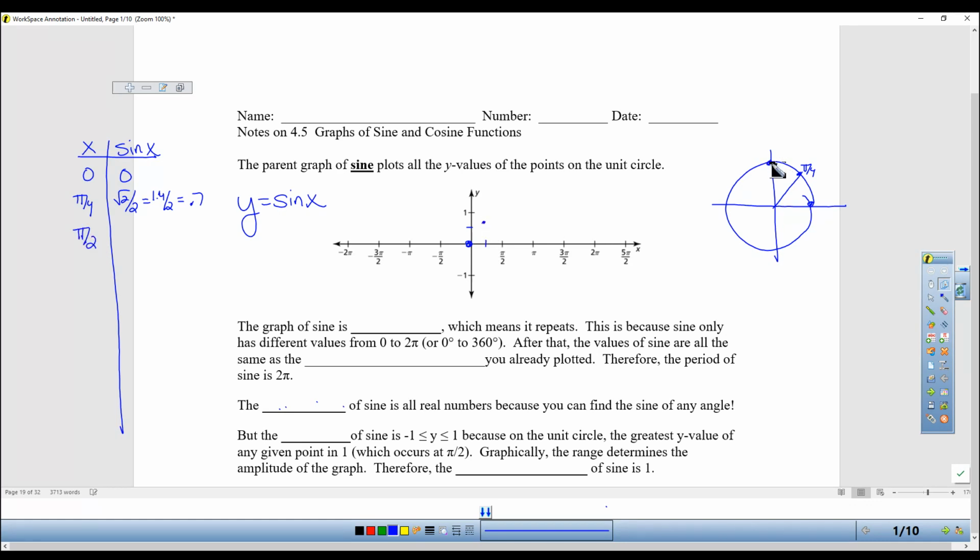Sine of pi halves is 1. So at pi halves, we're going to be at 1. And then sine of 3 pi fourths. Remember that sine of 3 pi fourths has a reference angle of pi fourths, so it's going to have the same value, square root of 2 over 2. Because sine is positive in this quadrant, remember that sine is related to the y value over r, which is just 1. So that's why it's the same on both sides. So sine of 3 pi fourths is also square root of 2 over 2, which is 0.7. So at 3 pi fourths, I'm at 0.7. And then sine of pi is 0.